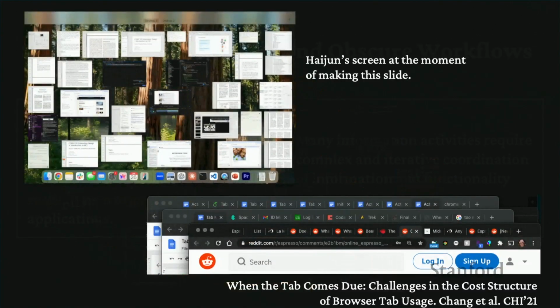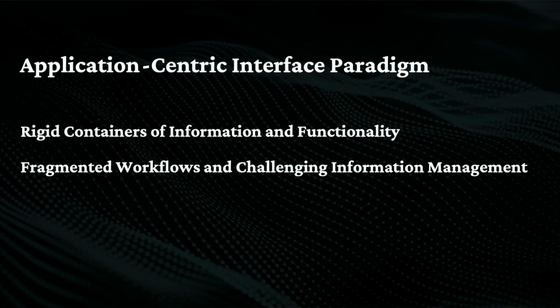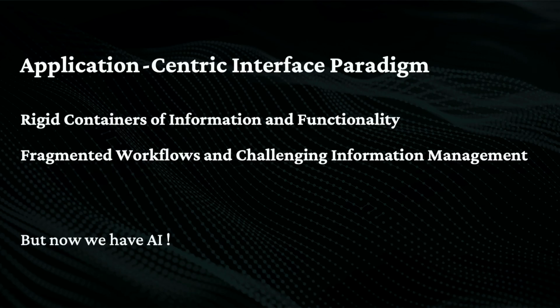So at the end of the day, we suffer from very fragmented workflow and really challenging information management. And on a daily basis, we have messy desktops and tab explosion. So I think this is the problem of the application-centric interface paradigm. We have rigid containers and bloated containers. We have fragmented workflow and challenging information management. But now we have AI, right? Things should be better. So let's take a look.